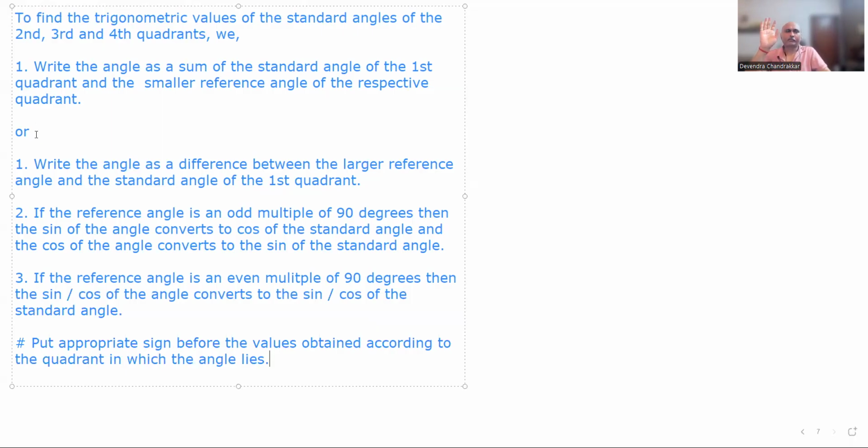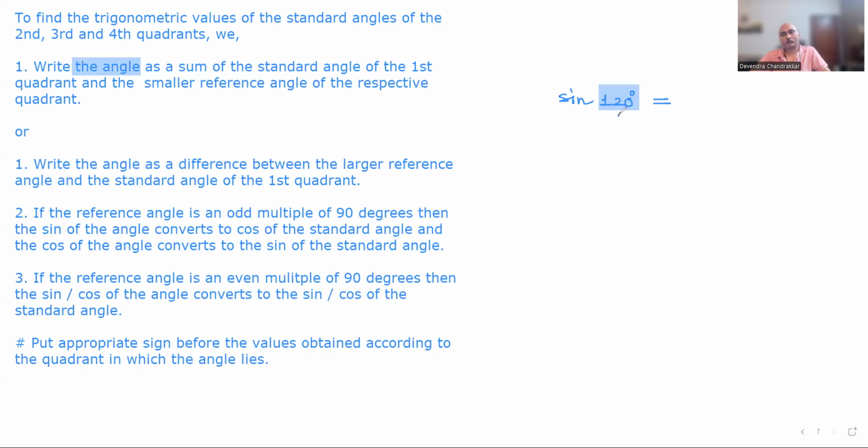So I'll explain everything to you, don't worry. Since you have given me time, I'll explain it very calmly. All of you please pay attention. If I want to find what is sine 120 degrees, can you see here? I have written the angle. Just use the color code. First step: write the angle as a sum of the standard angle of the first quadrant and the smaller reference angle of the respective quadrant.